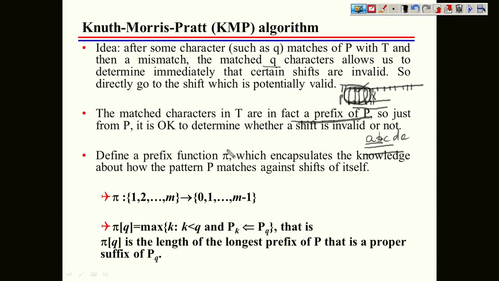Define a prefix function pi. Here we need to create one function, pi. Actually, this function can be used as a heuristic to get our solution. So in KMP, we have to create one function that is called the prefix function pi. It is in the form of a table. So we have to create one table, and this table will guide us on how to proceed with the pattern matching, and it encapsulates the knowledge about how the pattern P matches against shifts of itself.